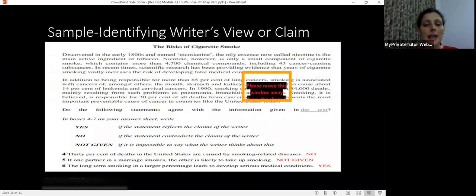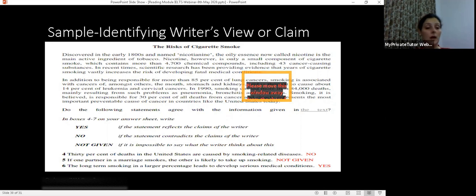Okay, scan the heading: the risk of cigarette smoke. These are all about smoke and the risk to health. What's the question? If a statement reflects the claim of the writer, yes; if the statement contradicts, no; not given. I've just explained this in the previous slide. The first option is: 30% of deaths in the United States are caused by smoking-related diseases. But when you read this whole paragraph, you get to know that it is not written that smoking-related diseases cause 30%.